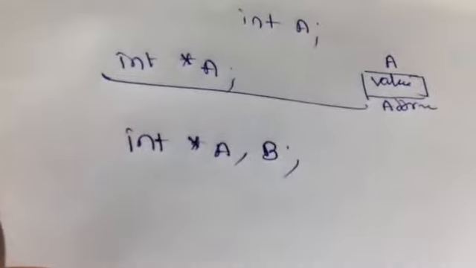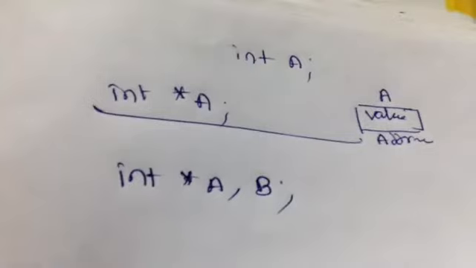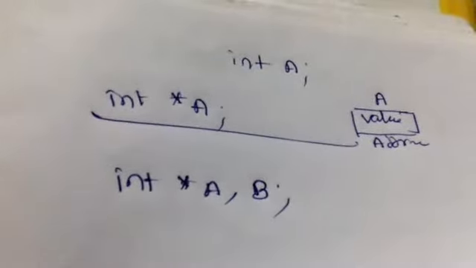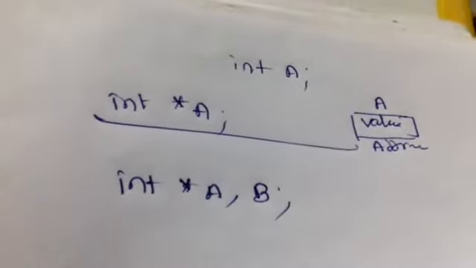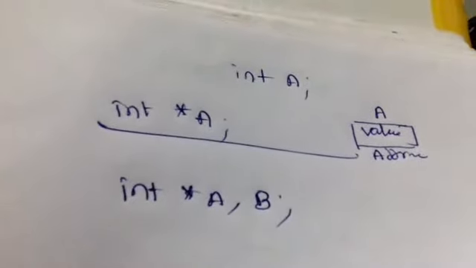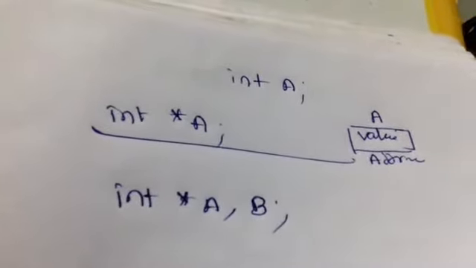If I declare these two variables, int star A comma B, what does it mean? Here A is a pointer variable and B is an integer variable.